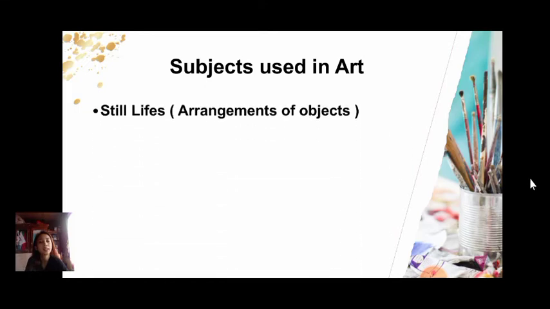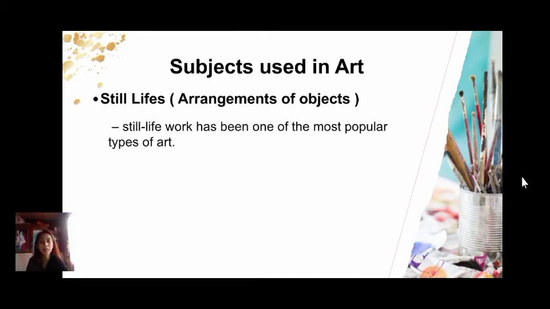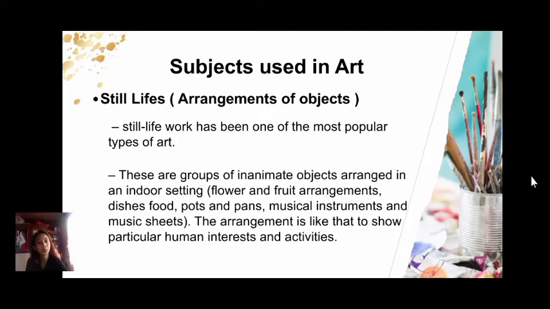Next is still lifes or arrangements of objects. So, mayon kita still lifes. Still life work has been one of the most popular types of art. These are groups of inanimate objects arranged in an indoor setting, flower and fruit arrangements, dishes, food, pots and pans, musical instruments, and music sheets. The arrangement is like that to show particular human interest and activities.